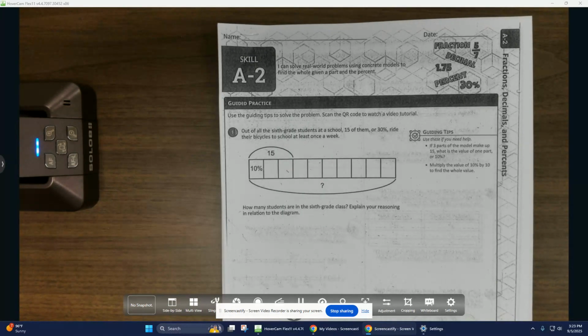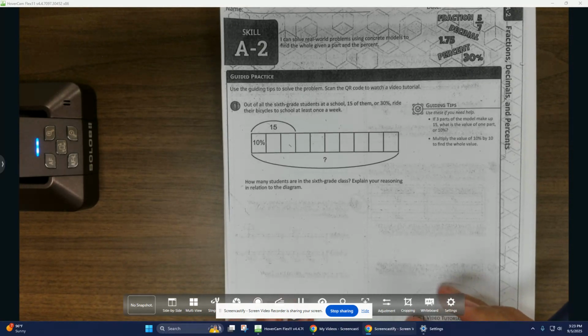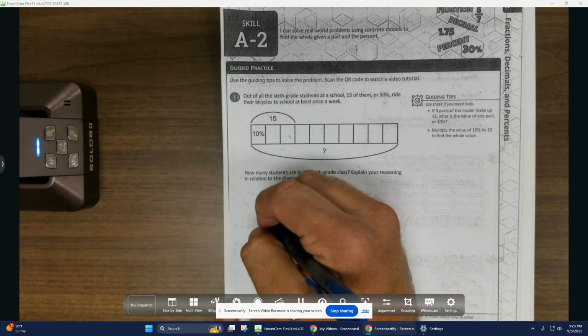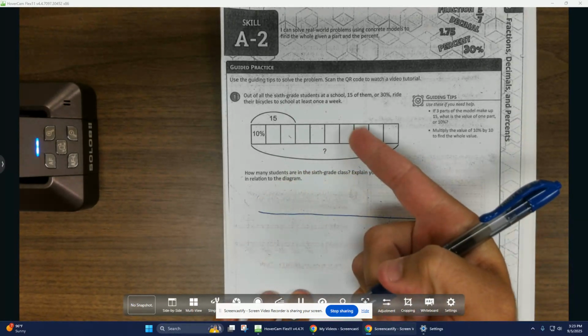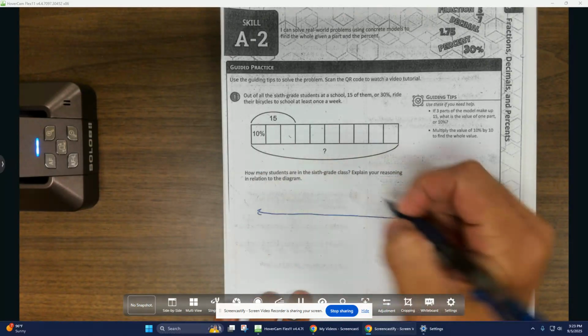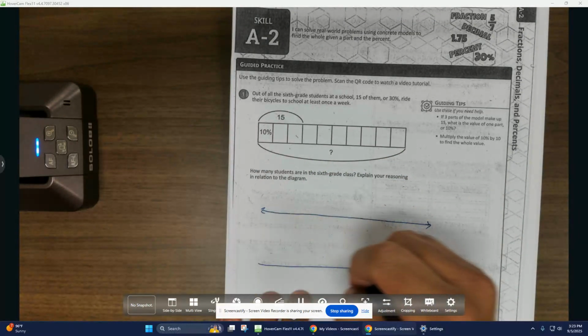Alright, so we are going over finding the part, the whole, and the percent, but we are actually teaching it differently this year. The district would like for us to use double number lines, so that's what I'm going to do here on this example. I know it modeled it for us, but I'd rather use a double number line. Makes it so much easier.